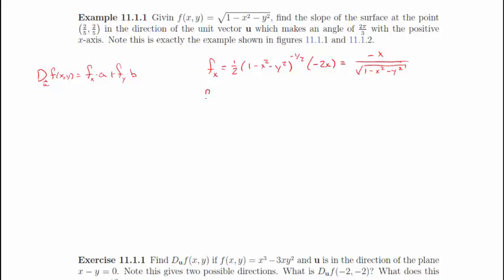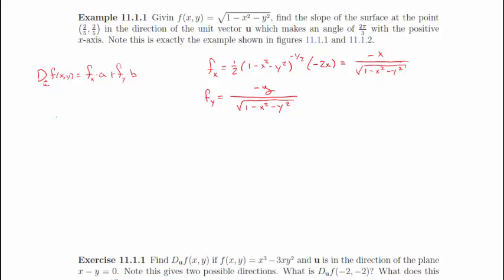And f sub y is going to be the same thing, but with a y on top. And that's just by symmetry. This looks exactly the same in x and y. So we get f sub y equals negative y over the square root of 1 minus x squared minus y squared.